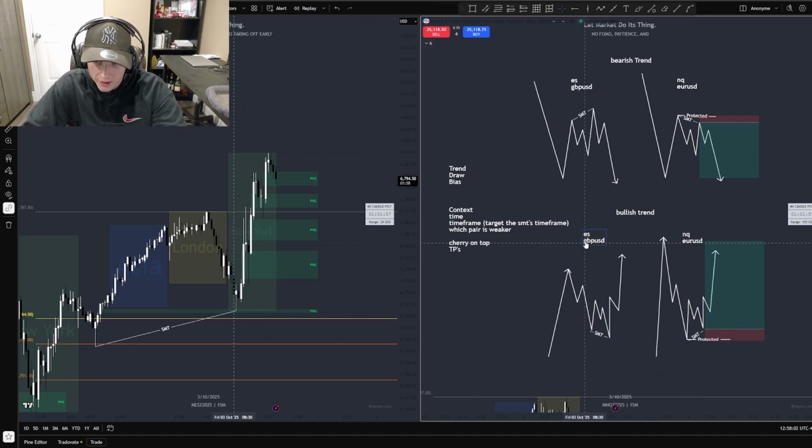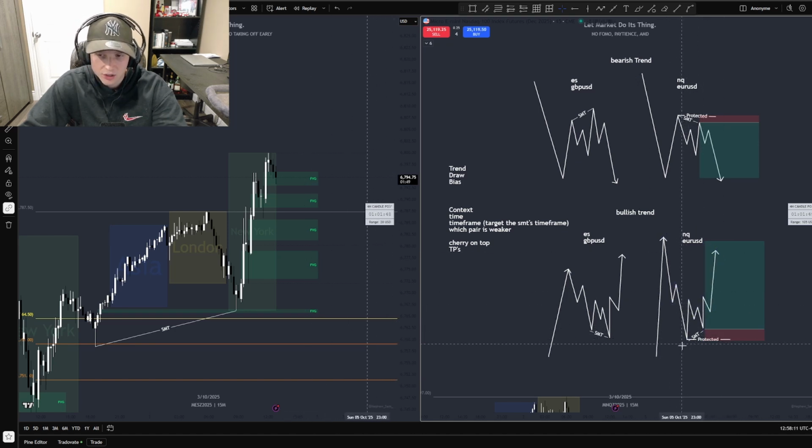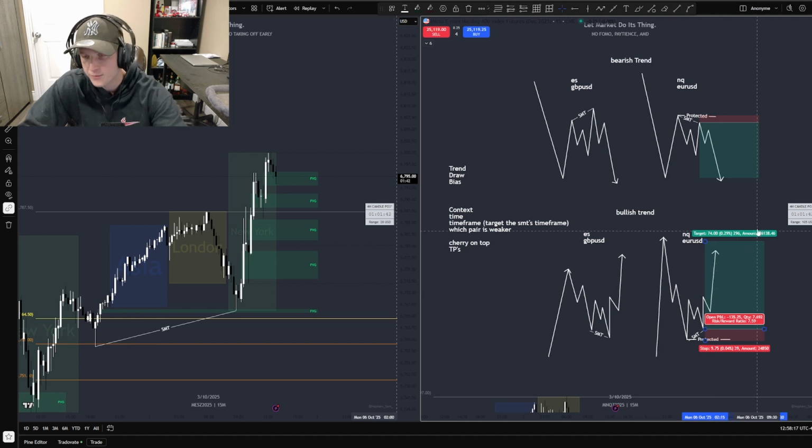You made a lower low on ES in a bullish trend. You made a higher low on NQ in a bullish trend. Which one is more bullish? The one with a higher low, you enter there. You put your stop at the protected low, which is the one that the SMT will be broken through if it gets swept or broken through, and then you kind of write it out from there.